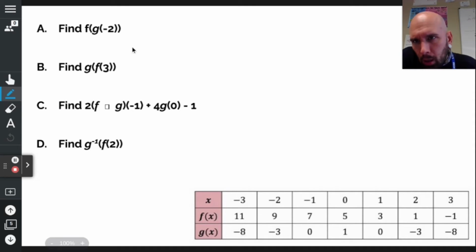All right. Find f. So we got a bunch of composites here. But we've got a composite, a couple of them.